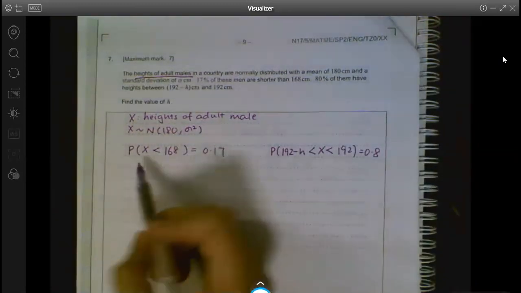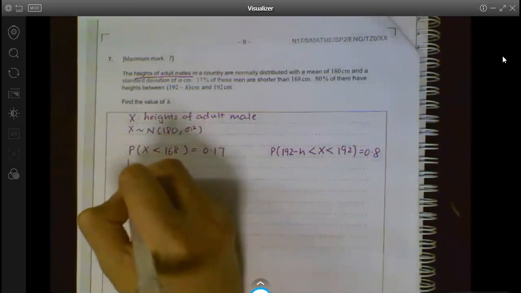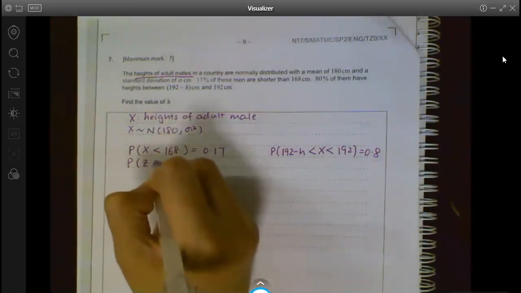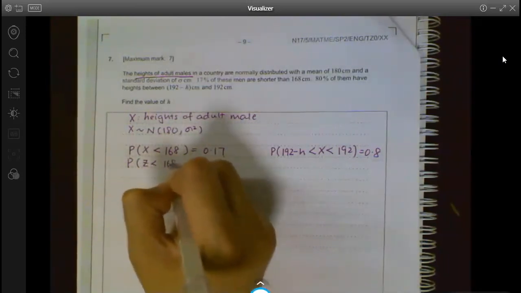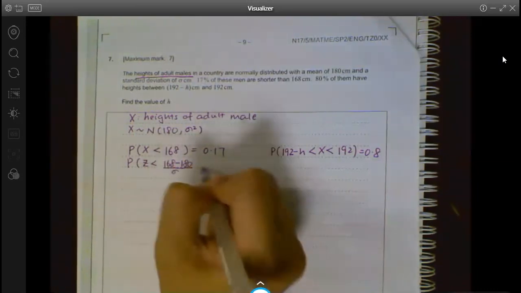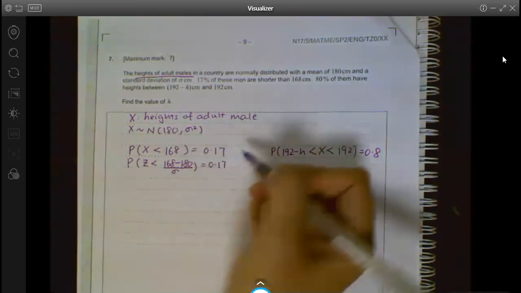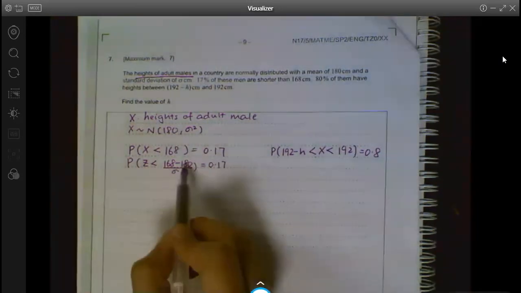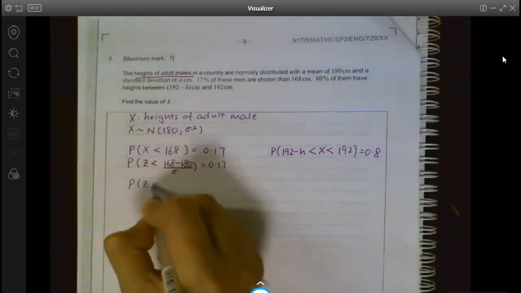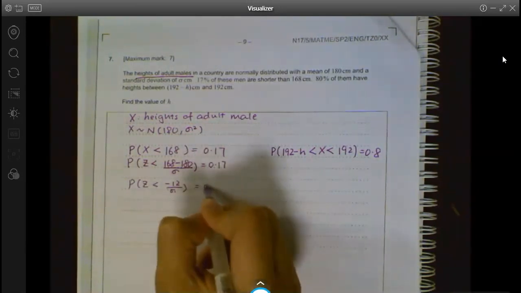Let's work on the first part. First, we need to make sure it is left tail. It is left tail. Next, we will standardize it. So z is 168 minus the mean, which is 180, divided by sigma, equals 0.17. Nothing else changes. Let's evaluate this number. So the probability of z smaller than negative 12 over sigma gives 0.17.